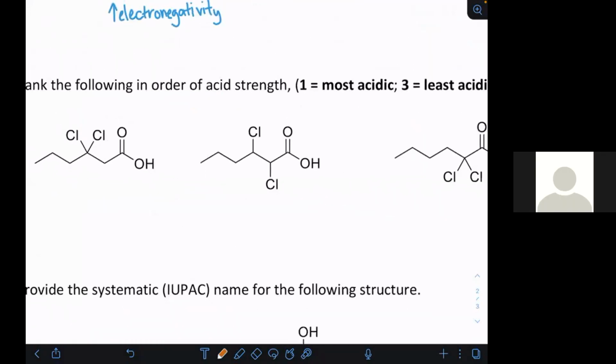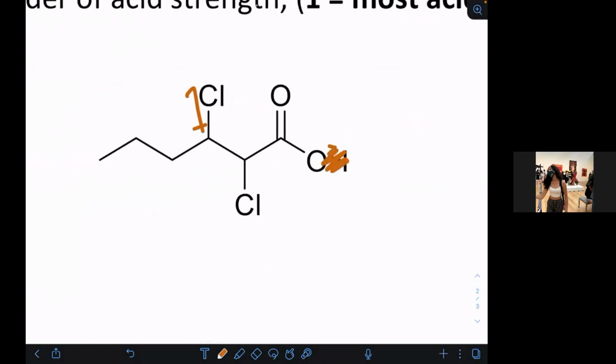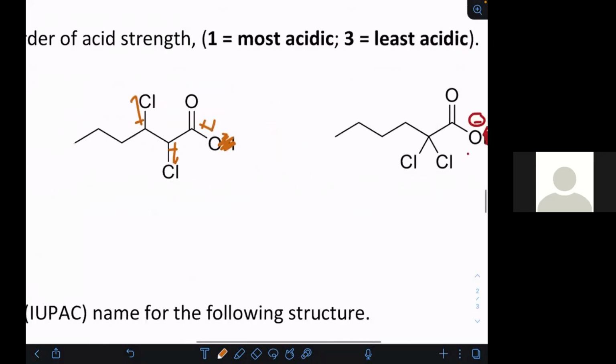So we can draw the electronegativity arrows pulling towards the chlorines. You can kind of draw it like that, and then pulling towards the carboxylic acid. Oh, and I'll figure it out. Yeah, like that, I think.